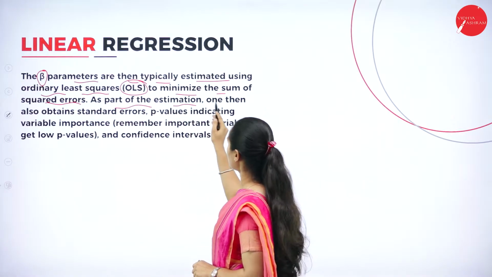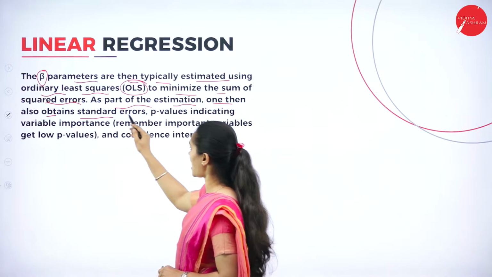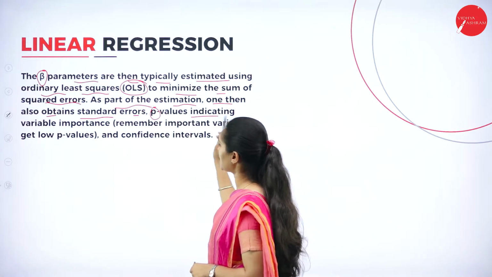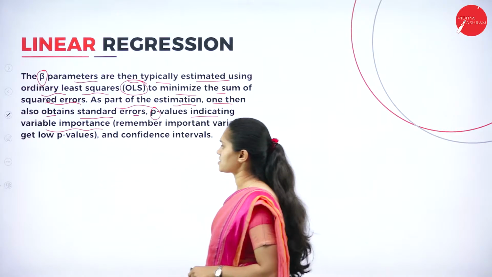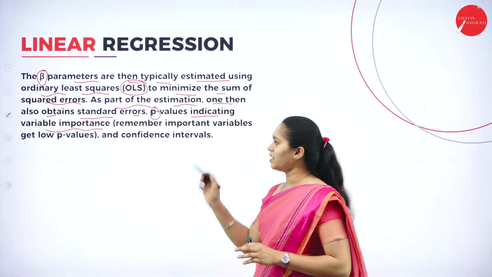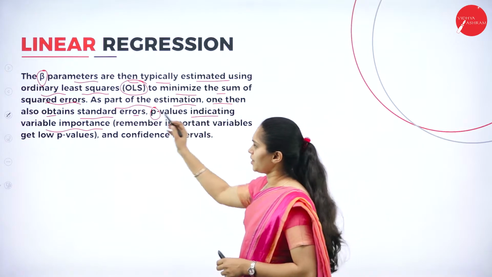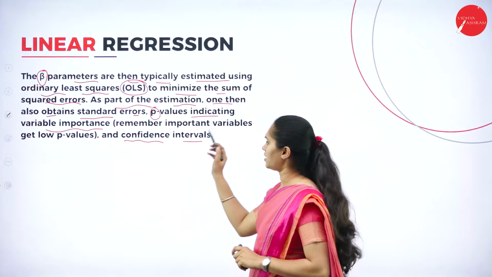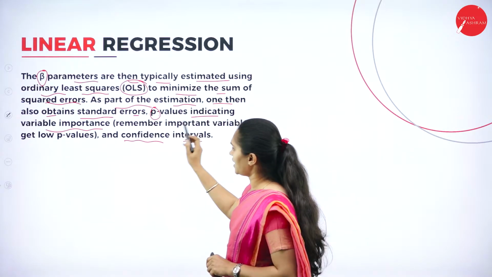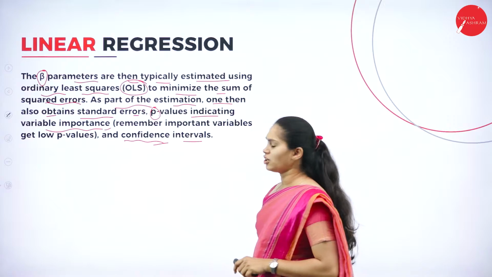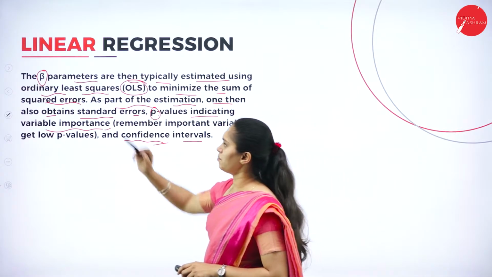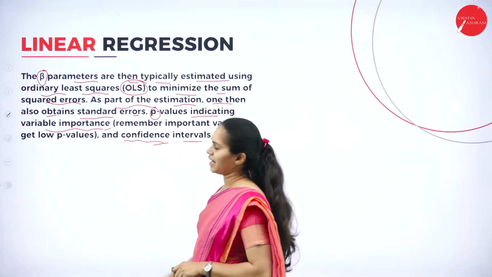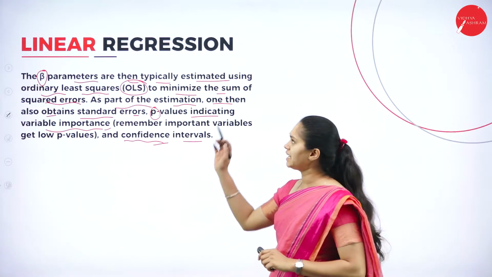As part of the estimation, one also obtains the standard errors. P values indicate variable importance, that is how important the variable is, along with confidence intervals. B represents the parameter based on OLS, that is ordinary least squares. So this is regarding linear regression.